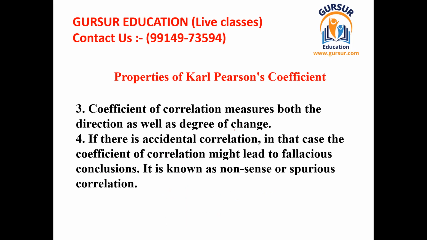The third one is that the coefficient measures both direction as well as degree. Direction means whether this is positive or negative or zero, and degree means how much the correlation exists. Is this 0.23? Is this 0.57? Is it 0.98 or anything? So the coefficient of correlation measures both the direction as well as the degree.